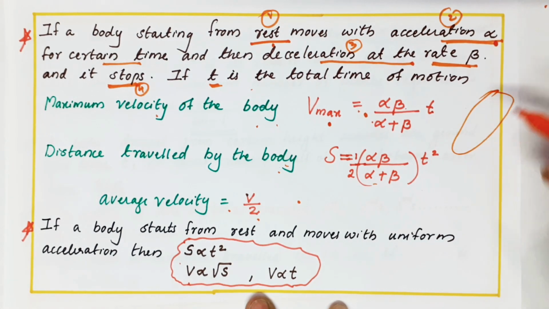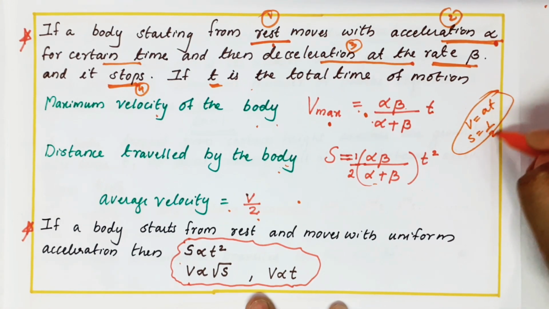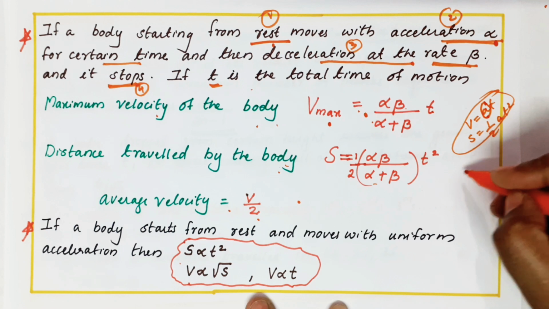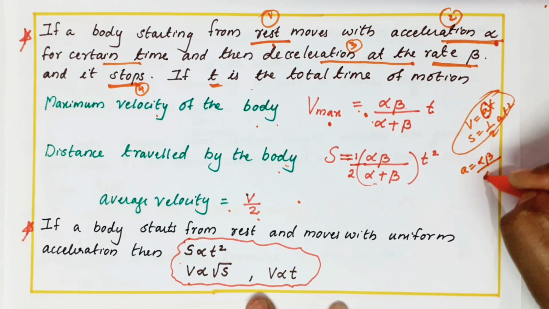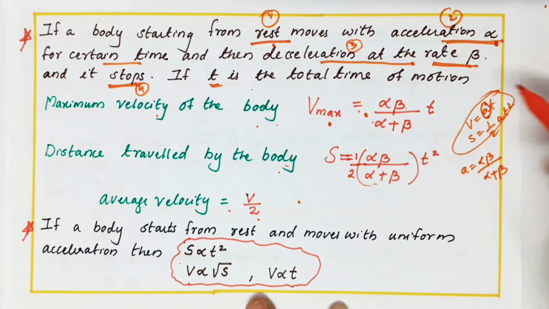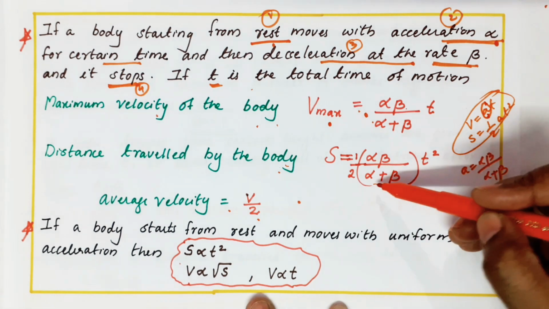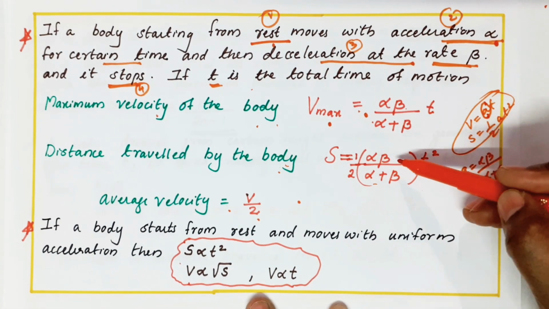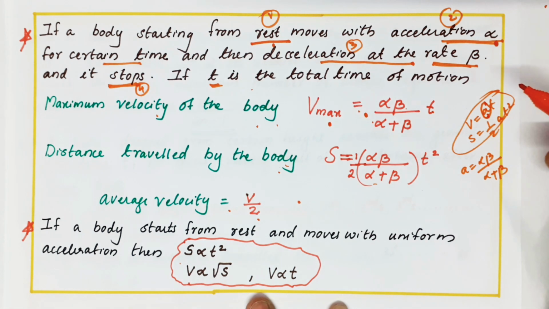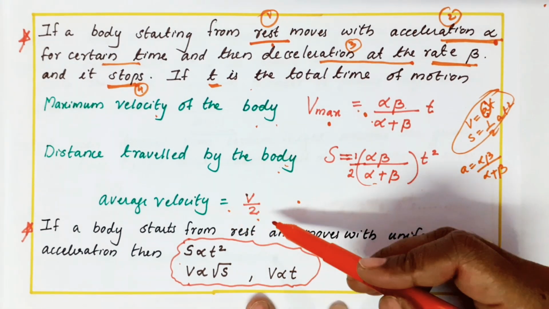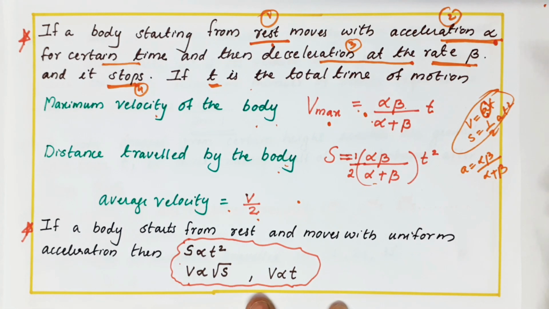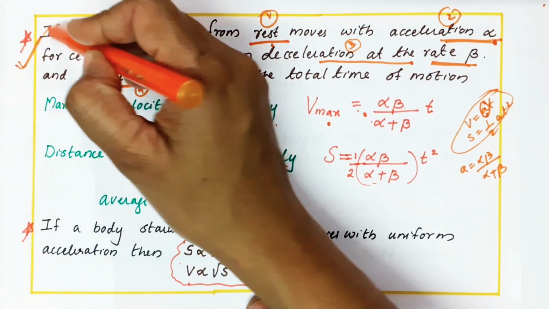For this also I have a shortcut. I will remember that V is equal to AT, you know, right? S equal to half AT square also, you know, right? So in this case, in the place of A, we are substituting the value alpha beta by alpha plus beta. Now look at the equation. Instead of AT, they wrote alpha beta by alpha plus beta into t. Instead of half AT square, in place of A, I am using alpha beta by alpha plus beta into t square. If they ask what is the average velocity, in that case it will be (0 plus V) by 2, that is V by 2. Okay, this is a very, very important case.